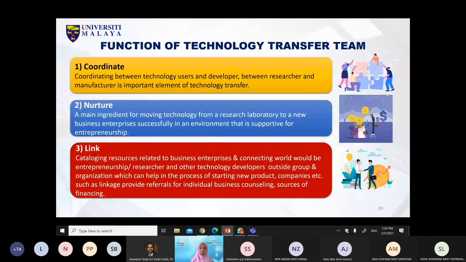And the function of the technology transfer team. This is the key important thing. You actually have three functions. One is coordination. Coordination is very important because it coordinates between the technology user and developer, between the researcher and manufacturer, and is a very important element of technology transfer. Nurturing is very important because when the technology is still in its baby stage, you need to nurture it and try to accelerate the technology up to TRL 8 and 9. And linkages are very important for you to link with industry, to get networking and to connect the business enterprise to the outside world.